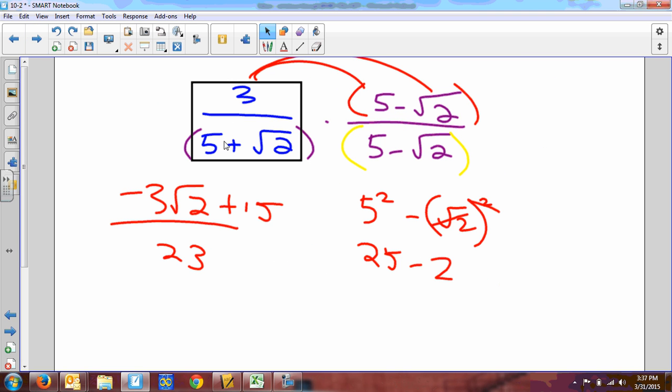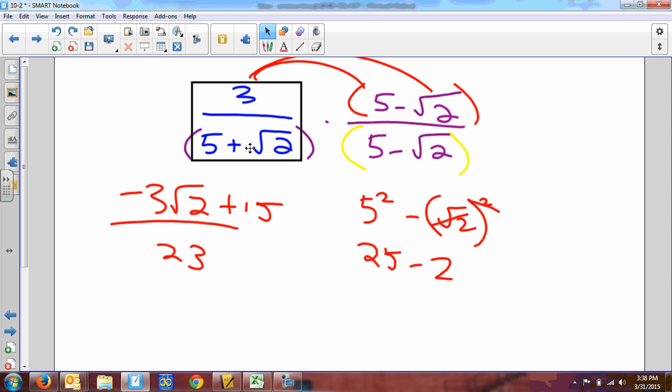Lastly, 3 over 5 plus square root of 2. We cannot have that radical at the bottom. On the other ones, we'd go, oh, square root of 2 over square root of 2, multiply. Can't quite do it because of this lovely plus sign here. So we're going to use what's called a conjugate. A conjugate is basically the opposite sign of whatever this is here. So instead of 5 plus root 2, we're going to do 5 minus root 2. And to make it 1, 5 minus root 2 over 5 minus root 2.